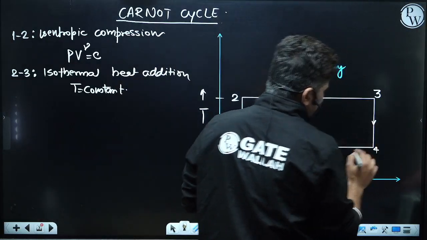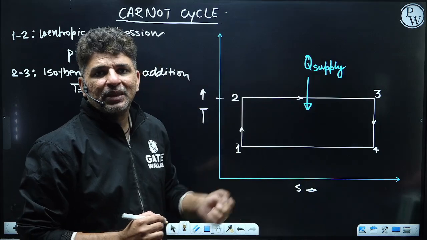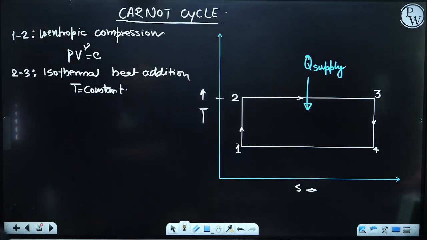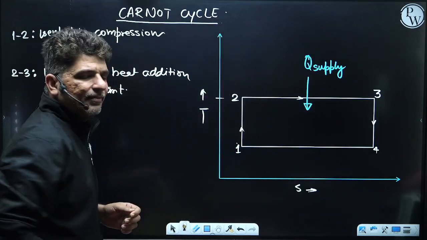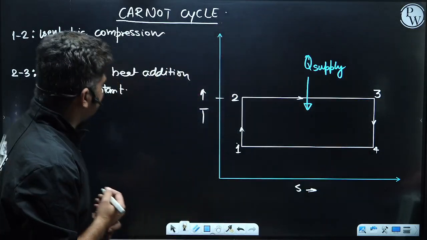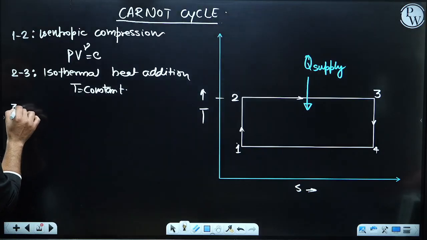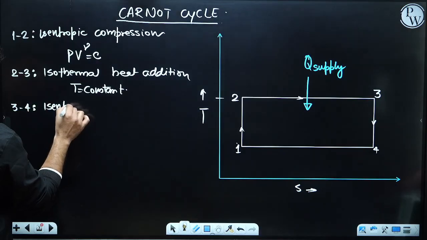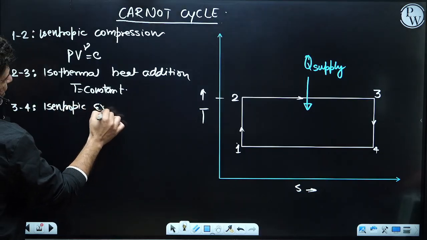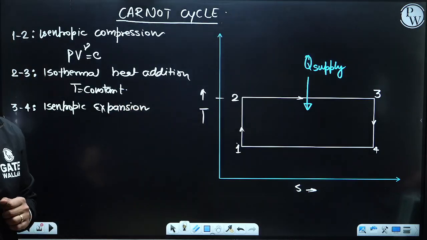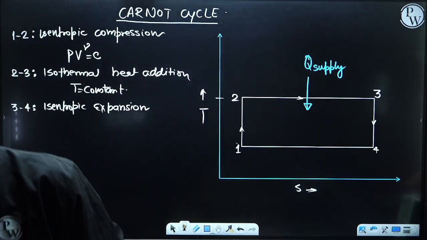So you see this is opposite of 1 to 2. The 1 to 2 process was isentropic compression, where we increase the pressure and the temperature of the working fluid. Similarly, 3 to 4 is called isentropic expansion. Now, can anybody tell me if this isentropic expansion is happening, which law it will be following?